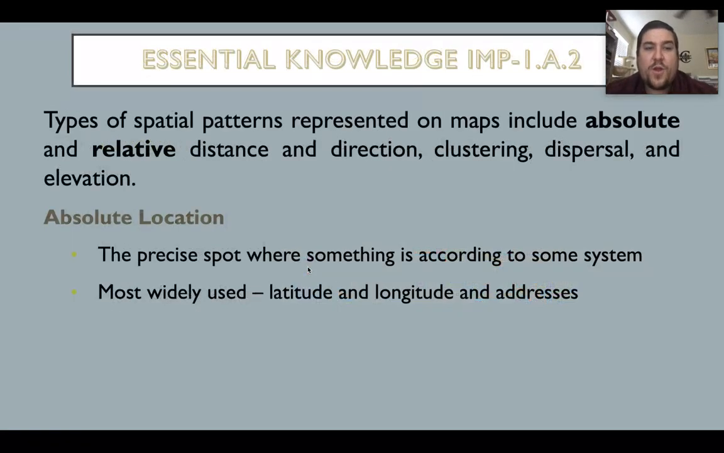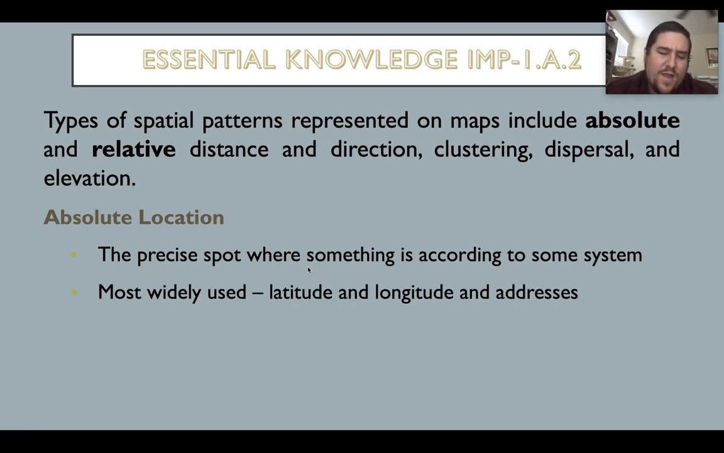So types of spatial patterns represented on maps include absolute and relative distance and directions, clustering, dispersal, and elevation. So what do these terms mean? When we look at maps and what's represented there, these are the terms we're going to be looking at: absolute and relative distance and direction, clustering, dispersal, and elevation.